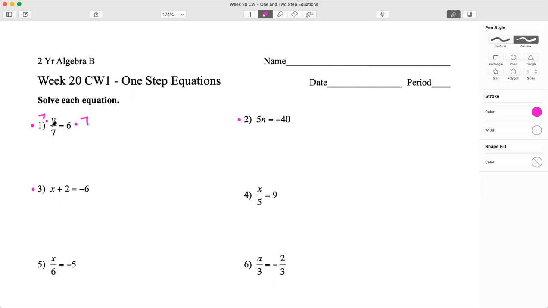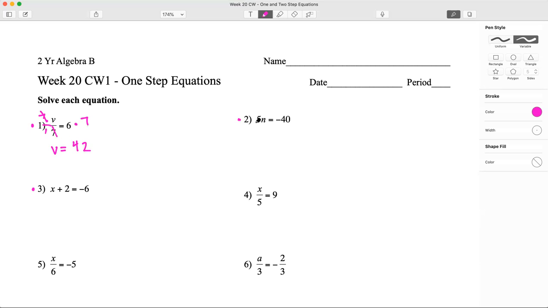Multiplying this side over here, the left side, by 7 allows us to cancel out the 7s, leaving us with just v, because 7 over 1 would be the same as multiplying by 7, and then 7 divided by 7 is just 1. V times 1 is v. 6 times 7 is 42.